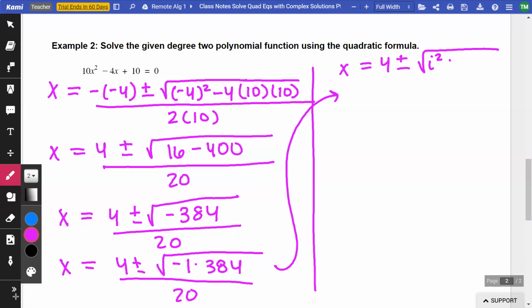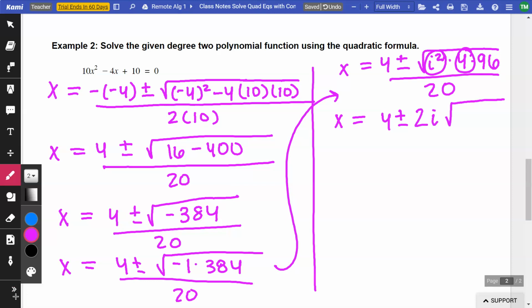And then 384 can be divided by 4. So 4 times 96 all over 20. X is equal to 4 plus or minus the square root. So the square root of i squared is i. The square root of 4 is 2. And then what about 96? Can we divide 96 by 4? Yeah, we get 4 times 24.